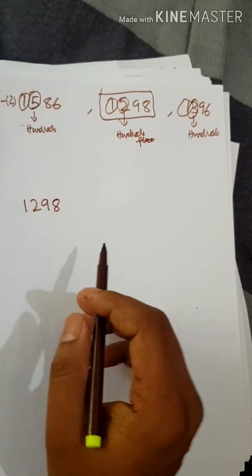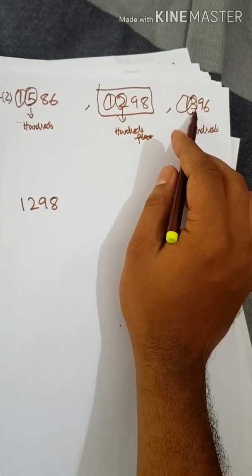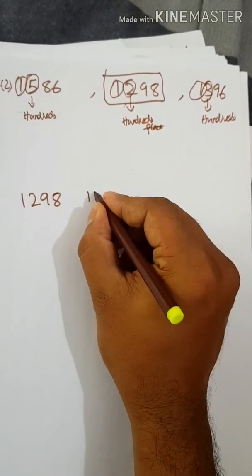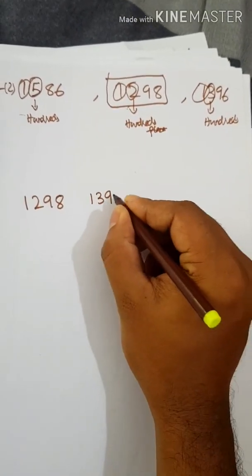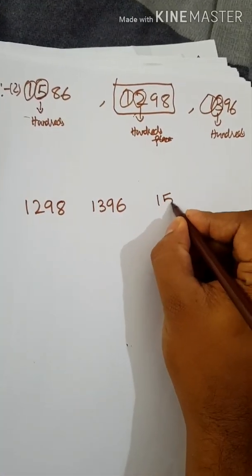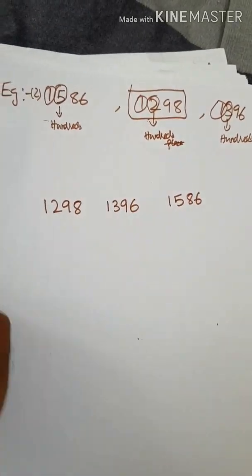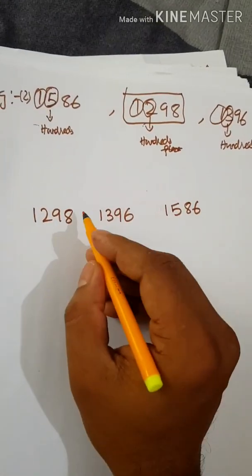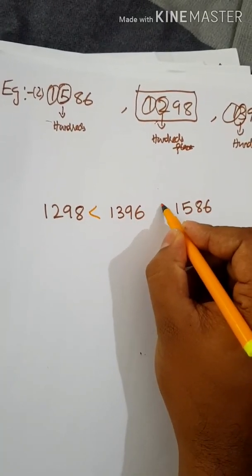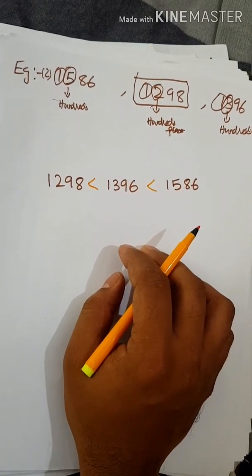Okay, next number, which is the next number? Here 5 is there, and here 3 is there. Which number is smaller? This number is smaller. Very good. 1396. Last one, 1586. Let us write like this: 1298 is less than 1396 is less than 1586.